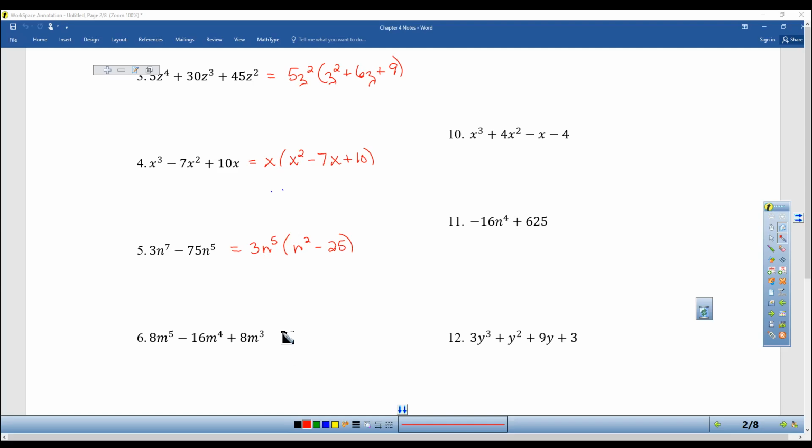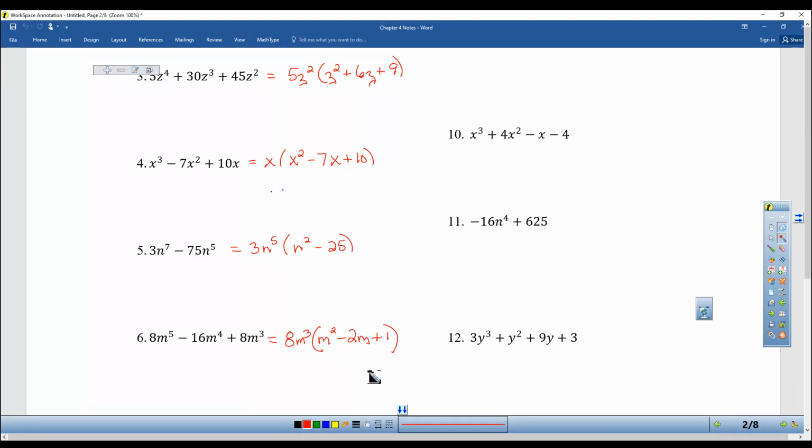On number 6, I can take out the 8 and 3 of the m's, because this one has m cubed and they all have more than that, which leaves me with m squared minus 2m. And then on this one, I took everything out, but there's still a 1 there to hold the place.